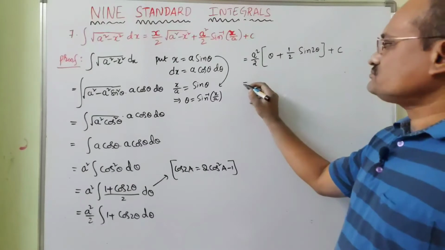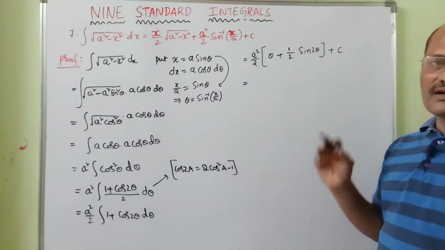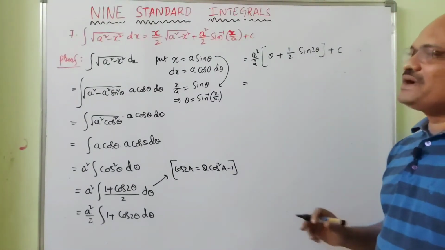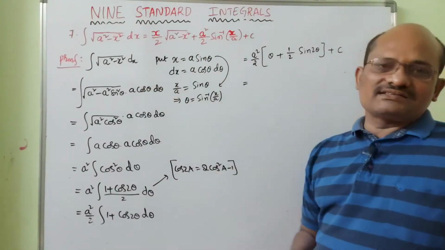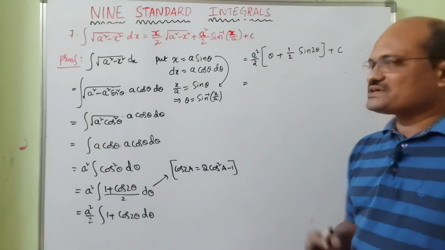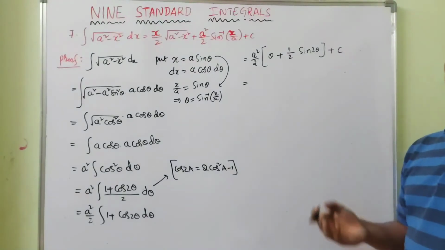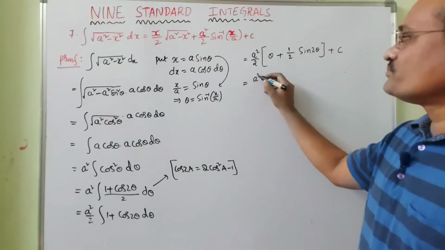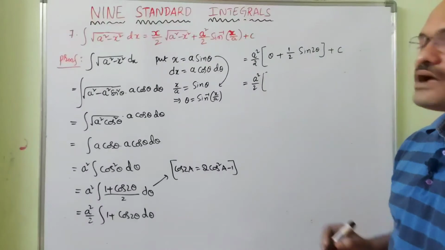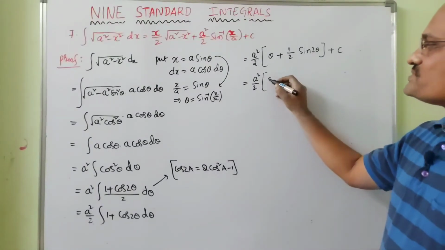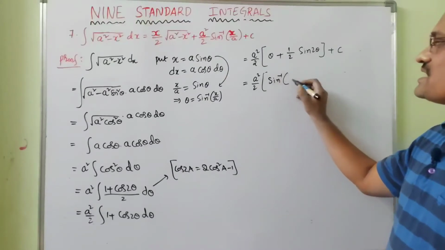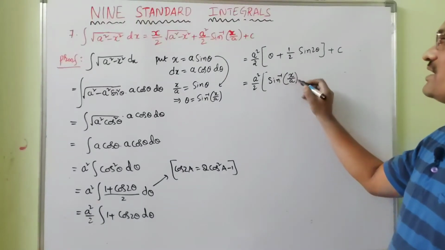Now integration is over, we got the result in terms of theta, but the answer should be in terms of x. Why? Because the question is in x, so the answer should be in terms of x. So now what I am doing is conversion from theta to x. How? Look, theta we know already. In terms of x, theta is sin inverse of x by a.